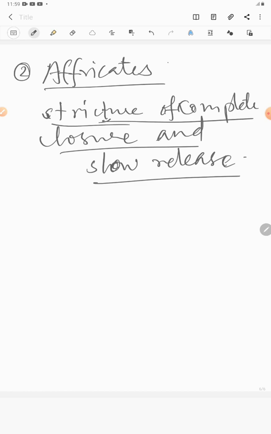I'll repeat it once again. Affricate consonants are those consonant sounds in the production of which there is complete closure of air within the mouth, and the organs of speech are separated slowly, allowing the air to escape with an audible friction. So there is a slow release. It is articulated with a structure of complete closure and slow release.